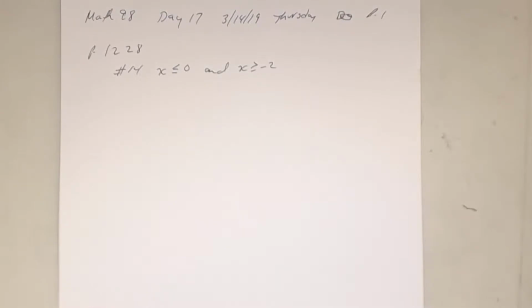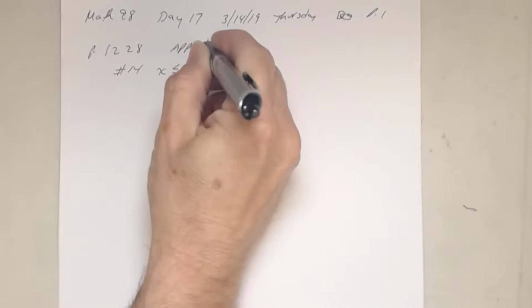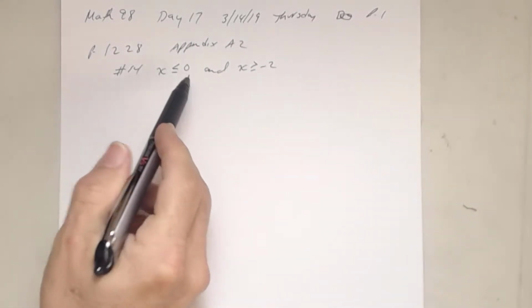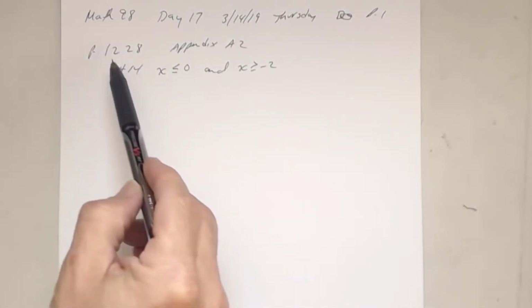No, this is appendix A2. Okay. Wait, is it less than or equal to 4 or 0? Less than or equal to 0. Did I say 4? Yeah. I meant 0. I'm sorry. 0. 0.